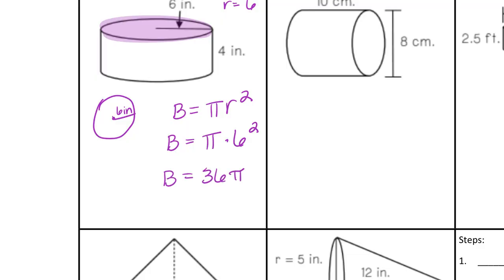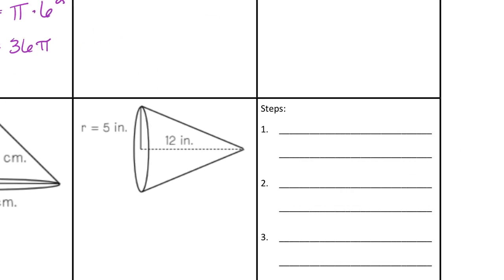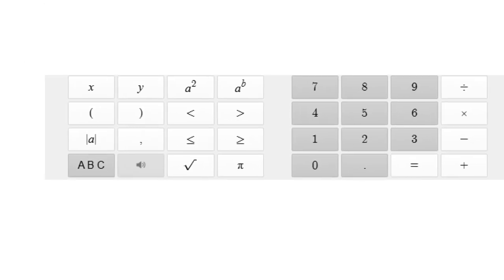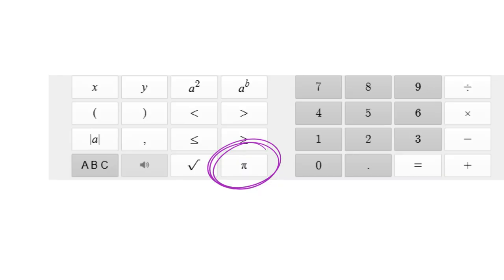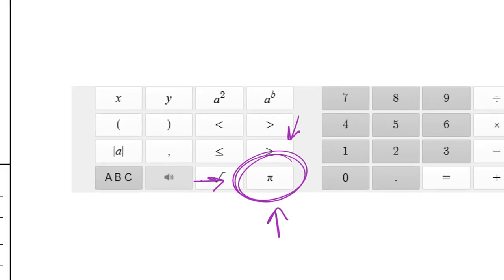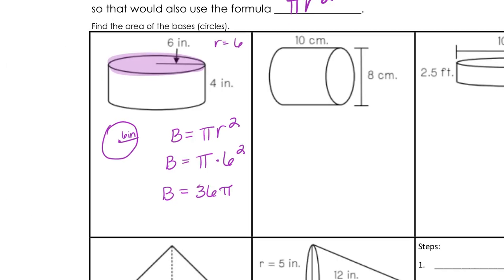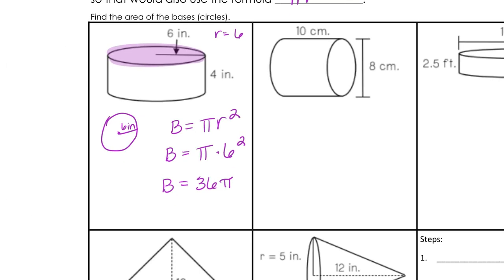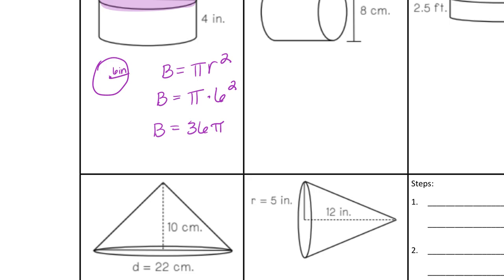Now, you can stop there sometimes, but on your Desmos calculator, this is the keypad at the bottom. Your pi symbol is here. This is what I want you to make a habit of using when you are calculating with pi. Once I multiply those values, our area of the base is 113.10. We typically round to the nearest hundredth. So this would be our area of the base for that cylinder.